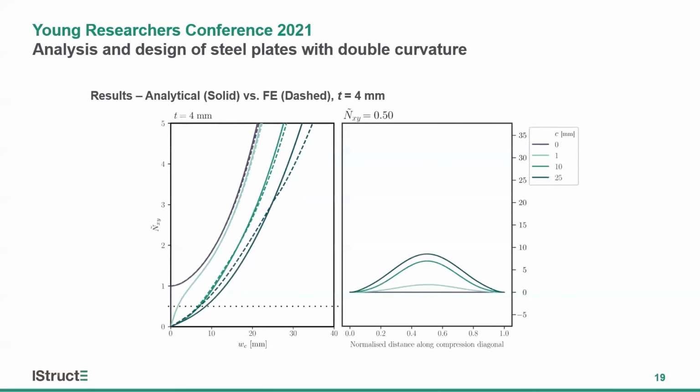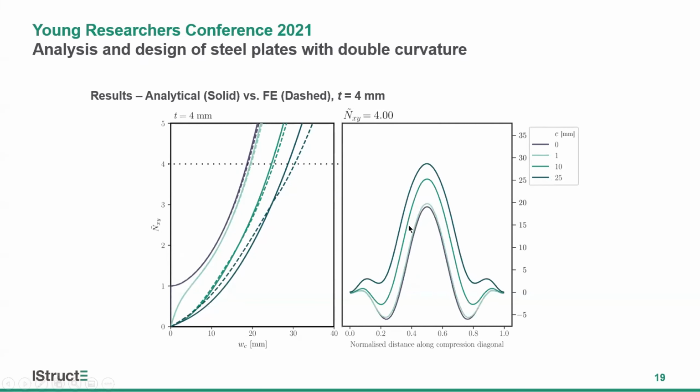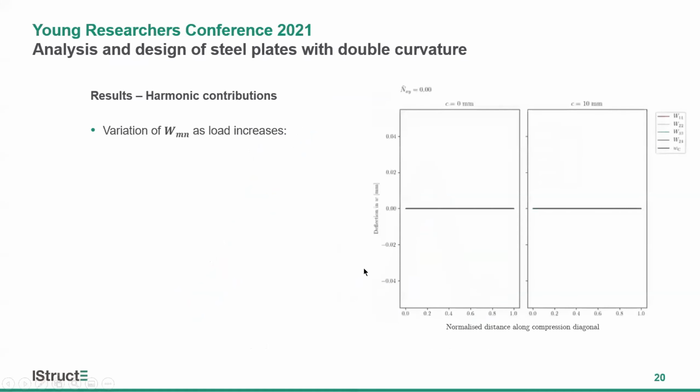But we can now go ahead and look at how the buckle develops along the compression diagonal as we increase in load, as you can see over here, with further waves coming into the behavior. So a key benefit of this analytical model is that we can go one step deeper and see how each of the individual harmonics vary as load increases. So on this plot, what I'm doing is I'm plotting each of the individual harmonics in a different color for the hypar with offset equals to 10 and the flat plate.